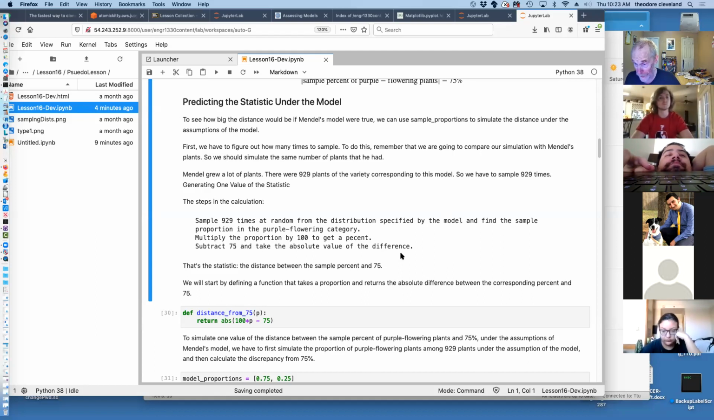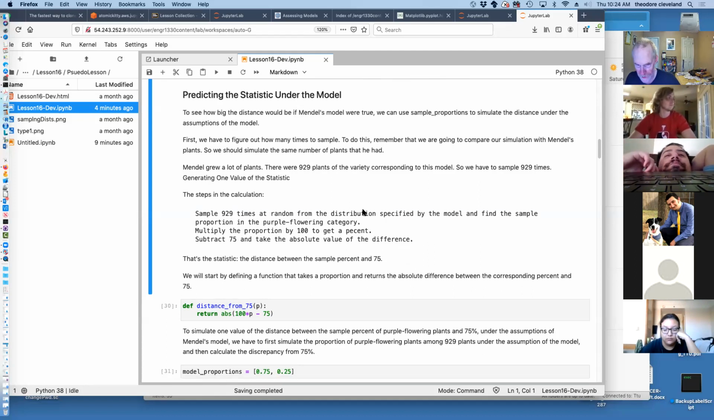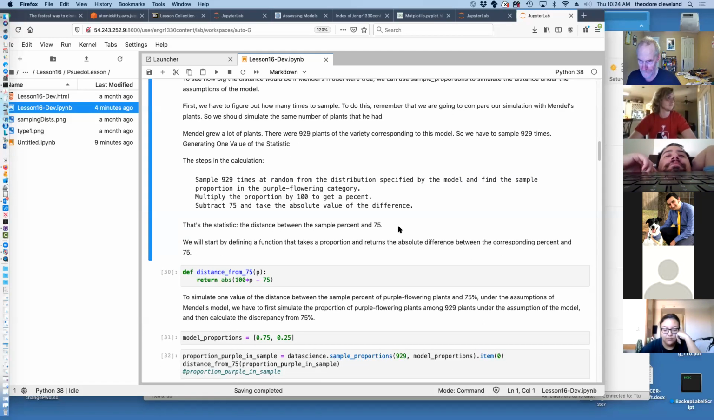Mendel grew a lot of plants. I mean, he was working at an Austrian monastery. Buildings in Austria aren't exactly big. And if it's a monastery, they don't have any money. So they're using real small buildings. He grew 929 plants in one of his experiments. And so we'll sample 929 values. And so here's the simulation we'll play.